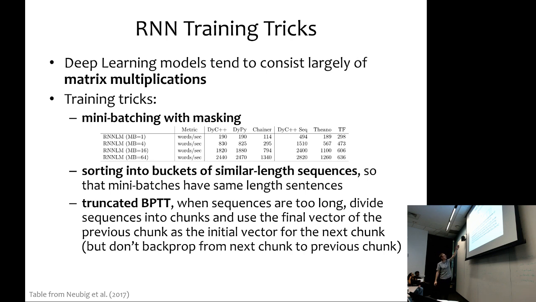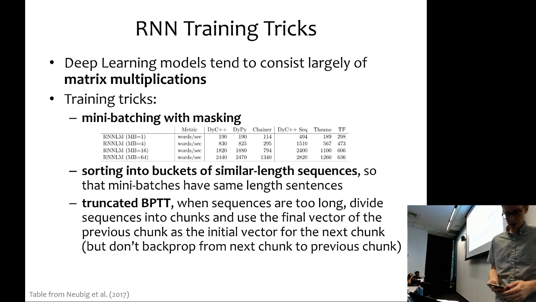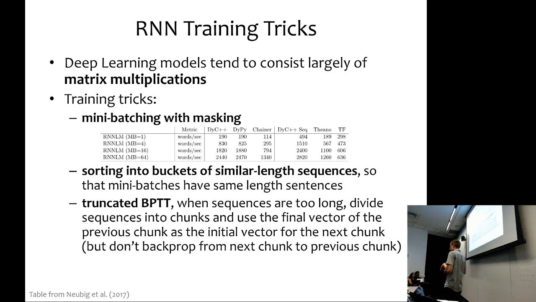So here, what we're seeing is that just the mini batch size has a dramatic effect. Another note here is that sorting into buckets of similar length sequences can help a lot. Imagine if you have a machine translation data set, and some of your sentences are really short, and some of them are really long.